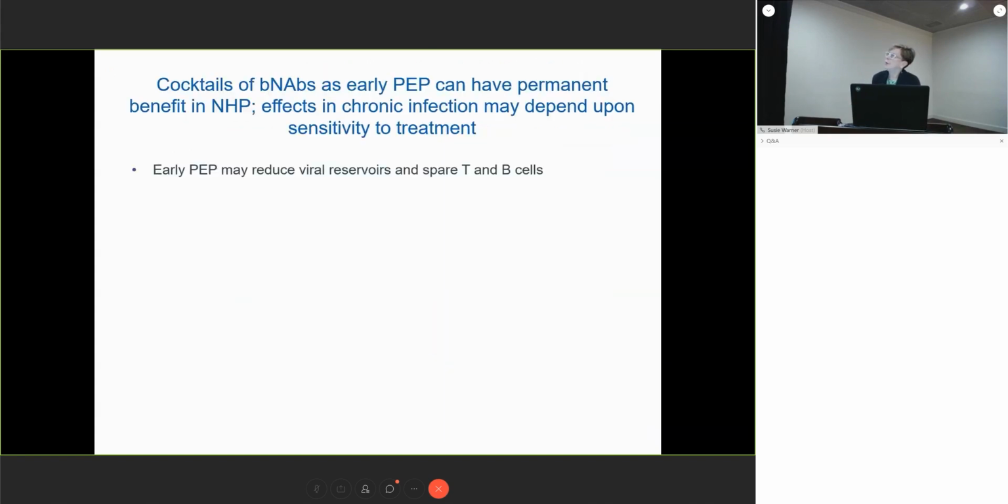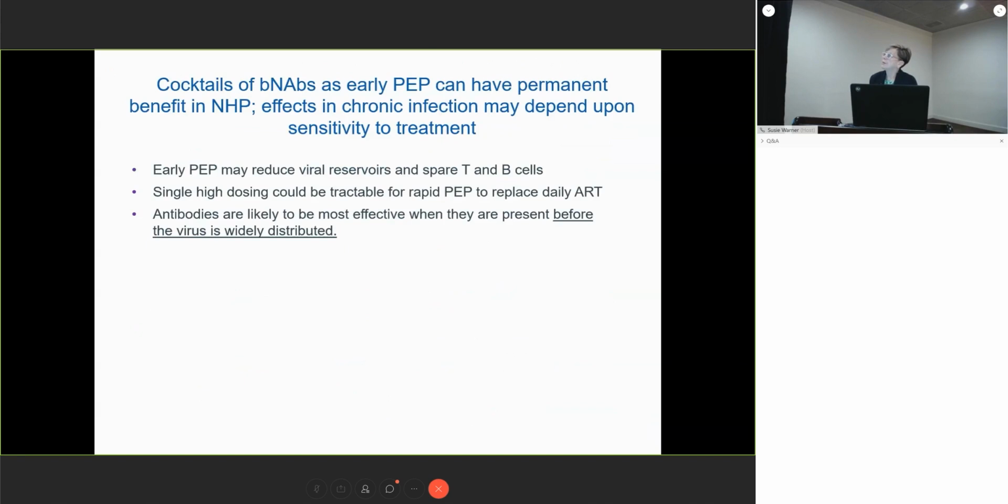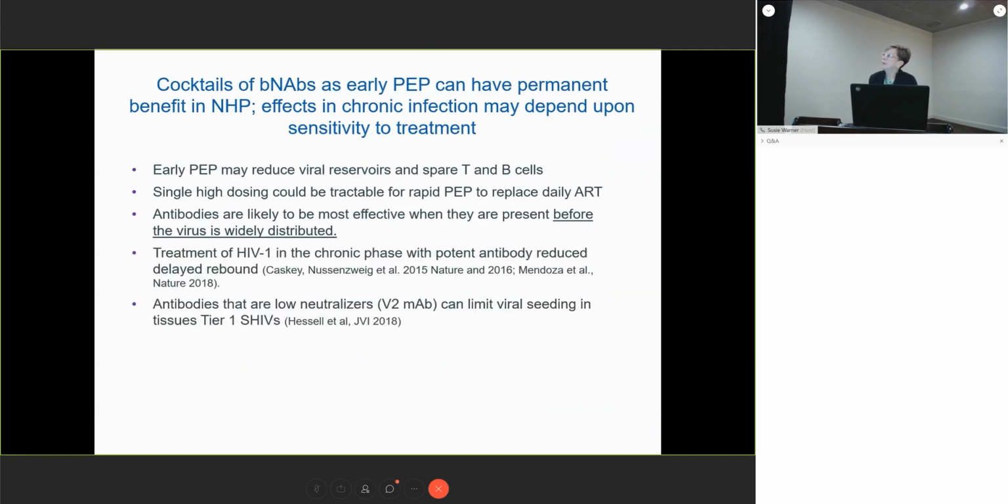So where are we with respect to conclusions? We think that early PEP may reduce viral reservoirs and, I haven't shown you, spare T and B cells. There's quite a lot of damage in the model we're using, where it's extremely high viremia. We think that single high dosing with antibodies could be useful for potentially a drug holiday, and that's what's suggested in the Mendoza paper. But we think that the data suggests that antibodies are likely to be most effective when they're present before the virus is widely distributed. And I've shown you the data.